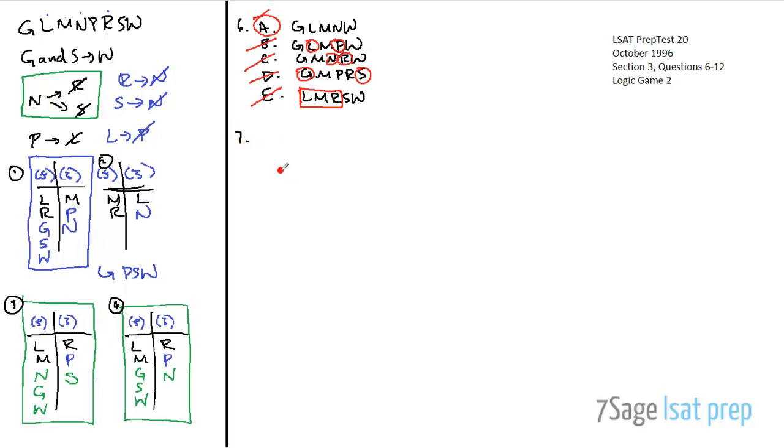Okay, so question 7. If W is reduced, which of the following could be a complete and accurate list of 4 other areas of expenditure to be reduced? Okay, so W is reduced, so we were in scenario 1, scenario 3, or scenario 4. There's a lot of them, right? Okay, so let's once again write these out. GMPS, LMNR, LMPS, MNPS, and MPRS, right?